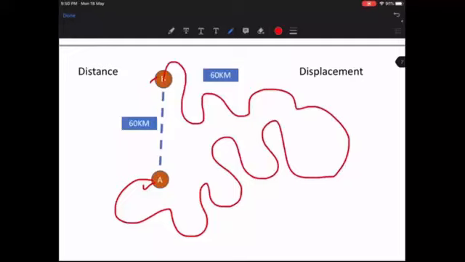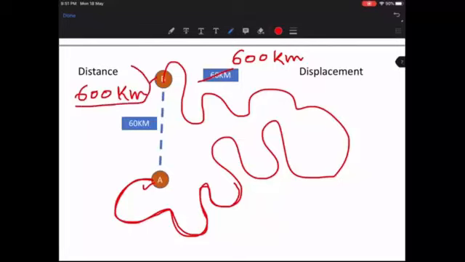Let's say this longer distance is not 60 kilometers, but 600 kilometers. The shortest path you could have covered in 60 kilometers, but you plan to take the longer route, cover 600 kilometers and reach point B. The distance that you have traveled is 600 kilometers. So that becomes your distance.